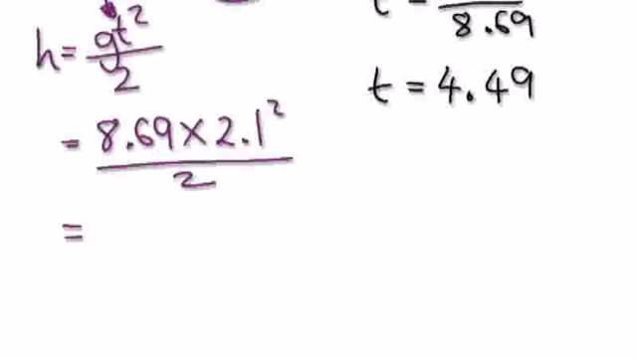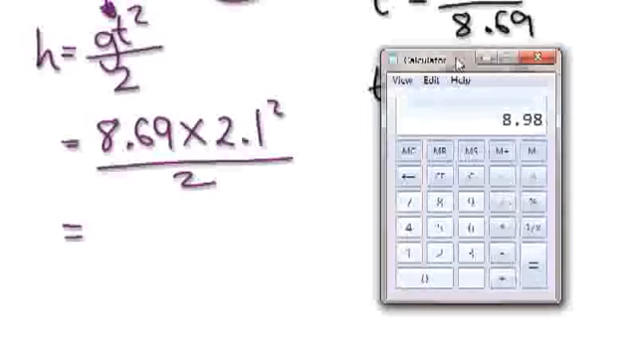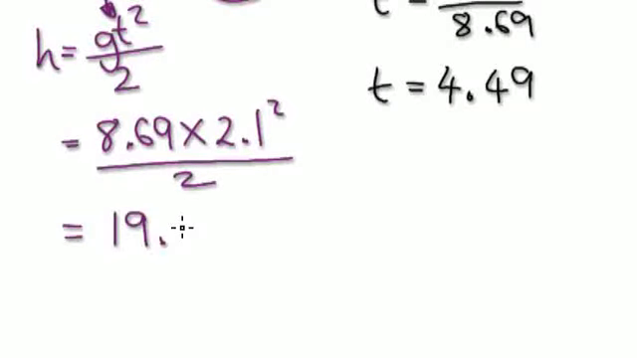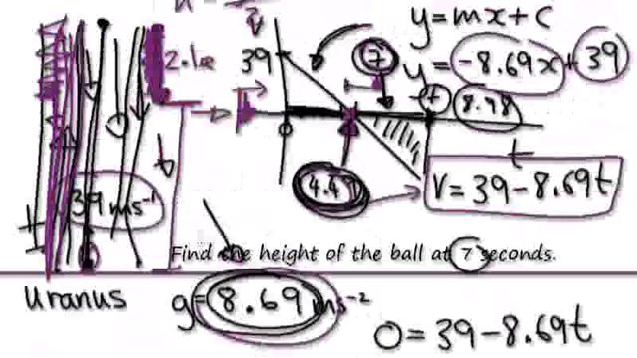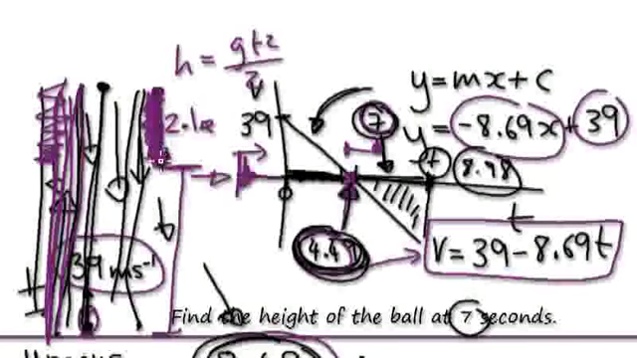So here, calculator, clear it. I'm going to do 2.1 squared. I can't find squared on my calculator, so 2.1 times 2.1 equals that, and then times 8.69 equals this, and then divided by 2 equals this. So the distance covered by the free fall would be 19.16. Okay, so that would give us this distance going down.